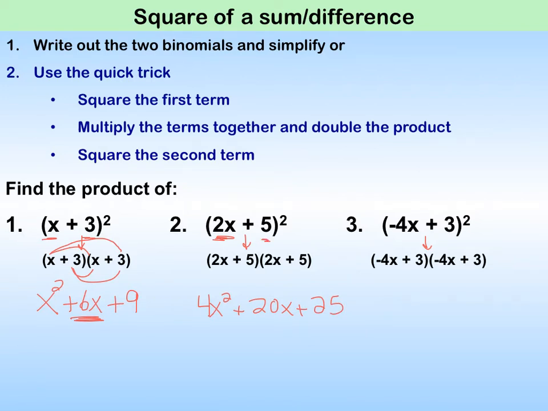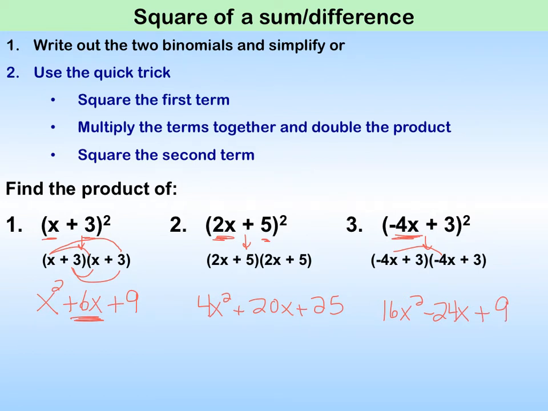And then your last example, we're going to take the first term and we're going to square it. And be careful, because when you square negative 4x in parentheses, it's going to become positive 16x squared, and you could see it here if you did FOIL. We're going to multiply those two together and double it, so that's going to be negative 12x doubled, which is negative 24x, and then square your last term to get 9.